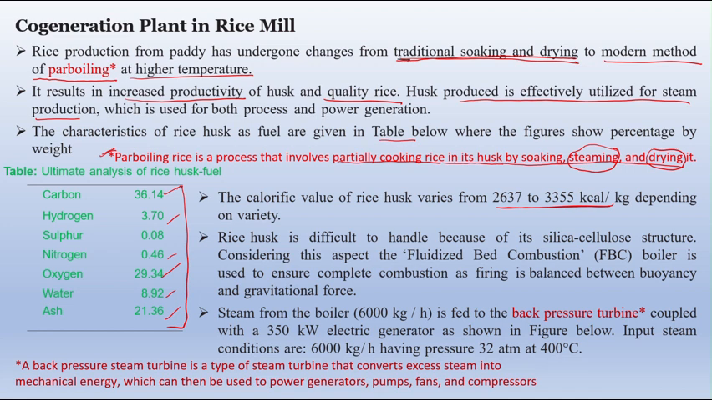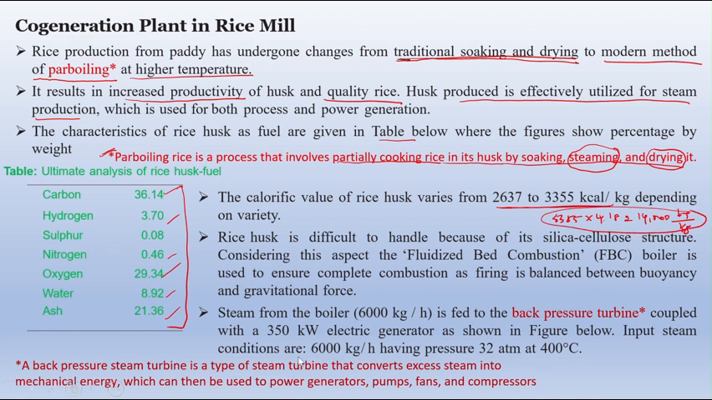If you want to convert it into kilojoule, we multiply 3355 by 4.18. We get approximately 14,000 kilojoule per kilogram. This is the calorific value of rice husk.